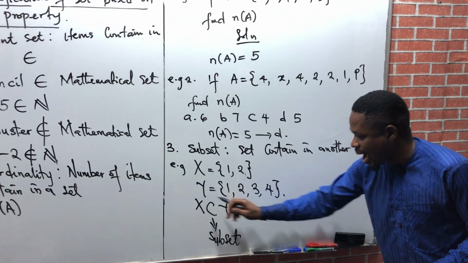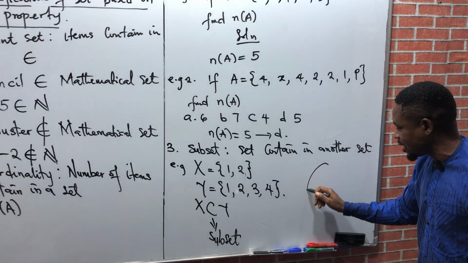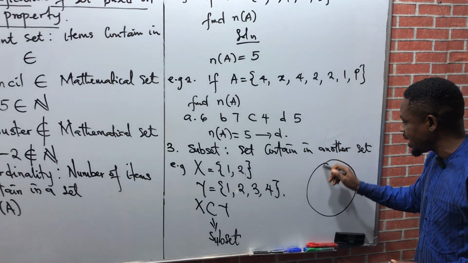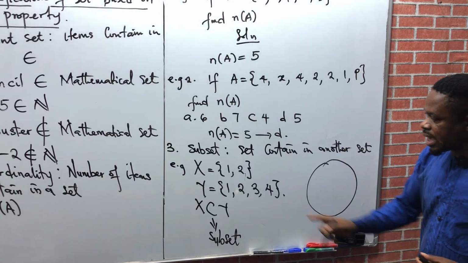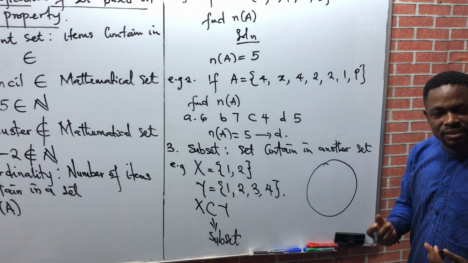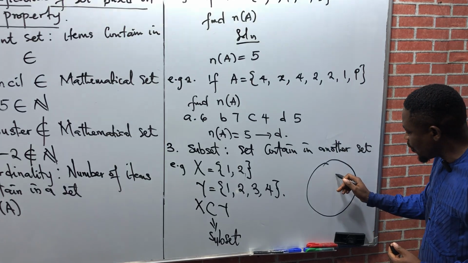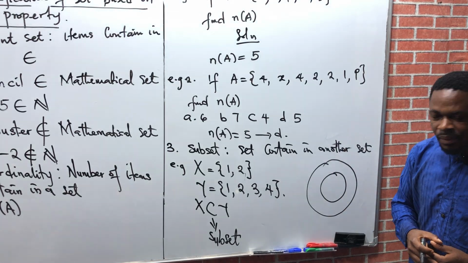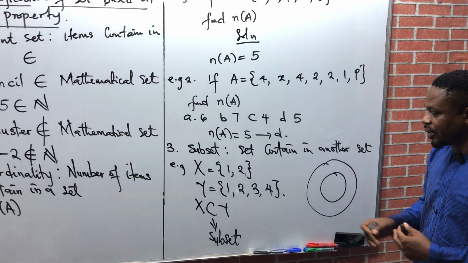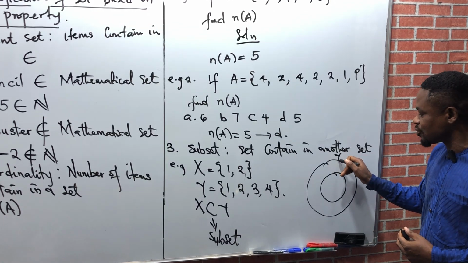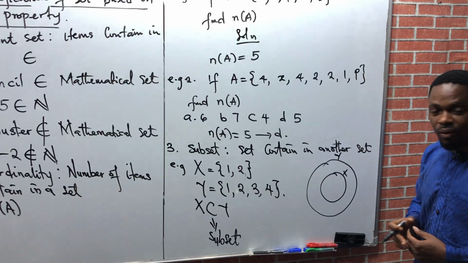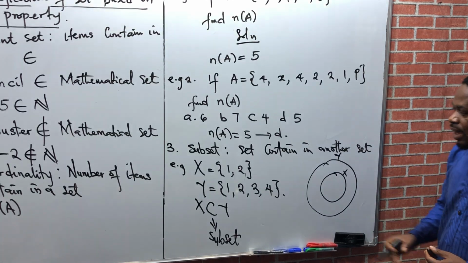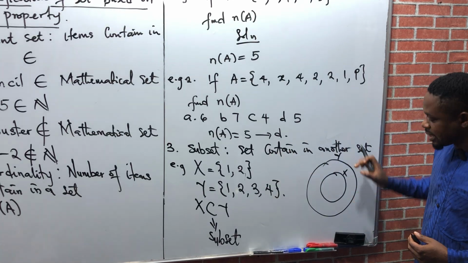If you observe Y, you find out that Y is the father. So you represent Y in a bigger form. Then you move over to set X. X is the son now, right? And the son will be in the belly of the father. So what am I trying to say in a nutshell? I will consider this one as Y, and I consider this one as X.